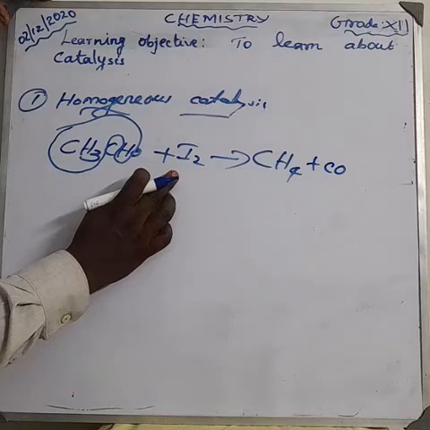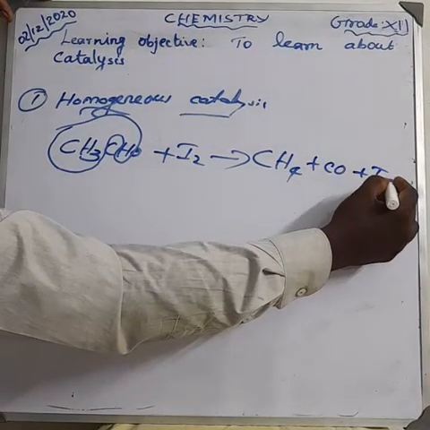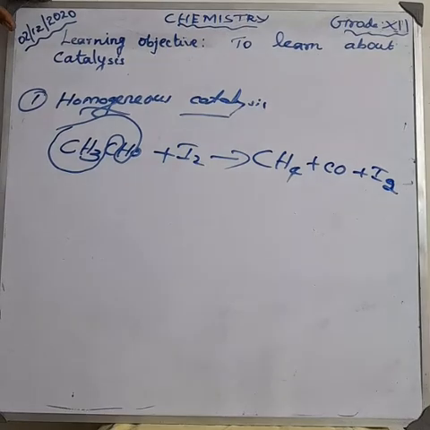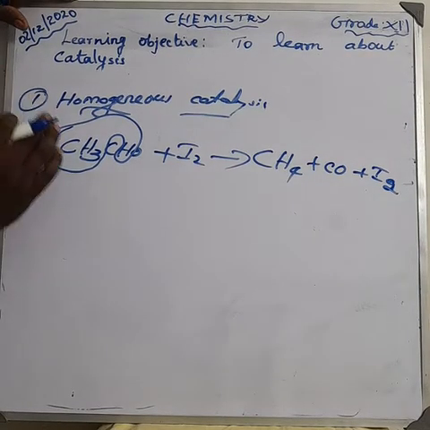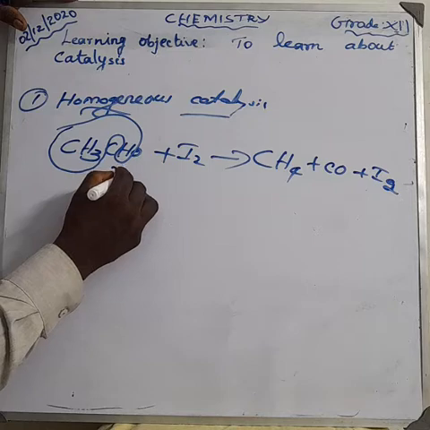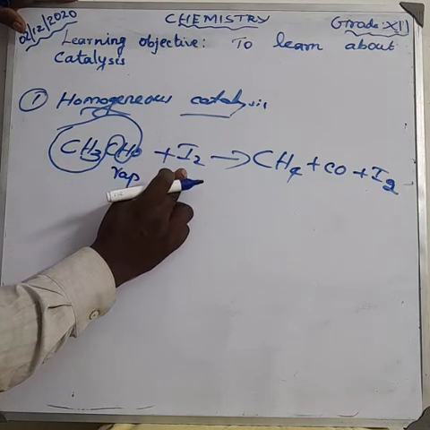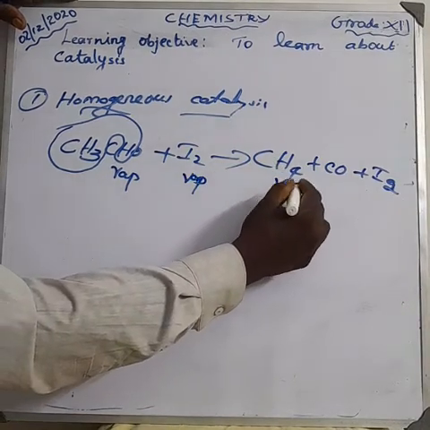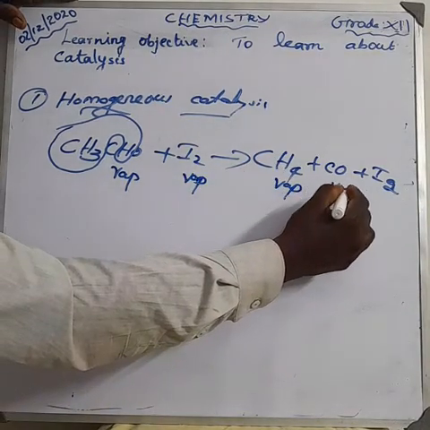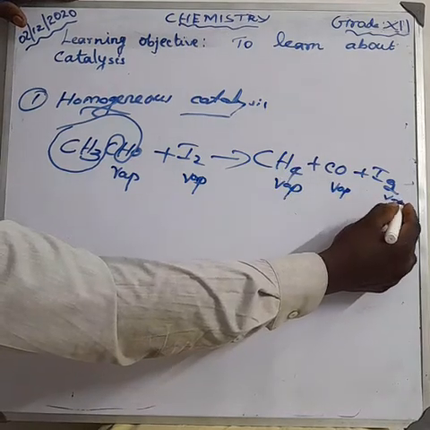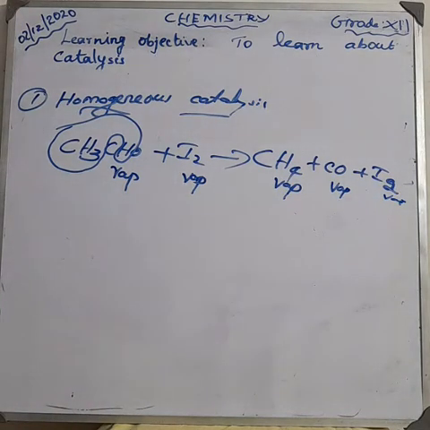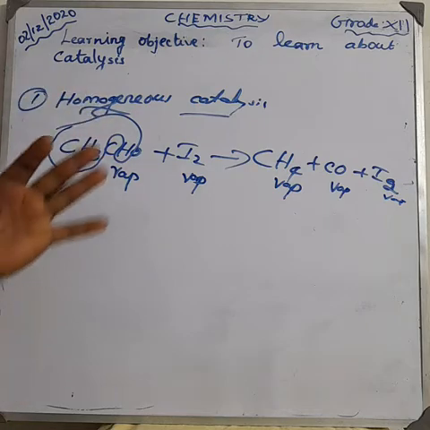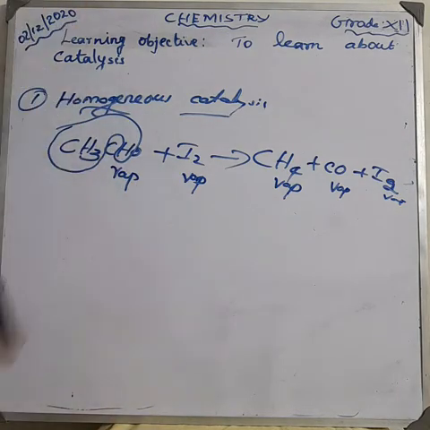And also I2 is leaving out, right? Iodine, here, is in vapor state. Here, reactant, this is the catalyst also, vapor. Product also vapor. Carbon monoxide also vapor state. Iodine is a vapor. Everything is in vapor state. So can you say which reaction? Is it homogeneous or heterogeneous? Heterogeneous means different. Is it homogeneous? Homogeneous catalyst.